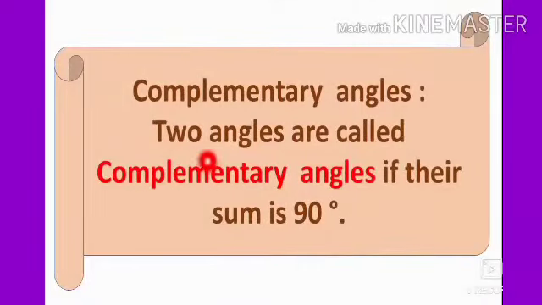Now, students, let us see about complementary angles. Two angles are called complementary angles if their sum is 90 degree. So, if their sum is equal to 90 degree, then we can say that the two angles are complement to each other.